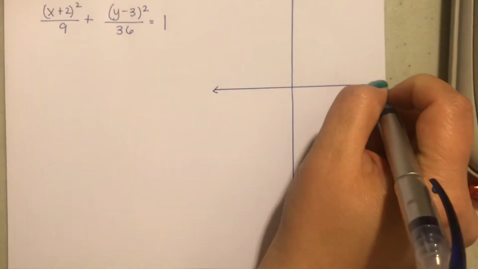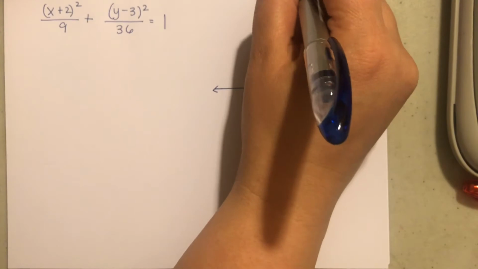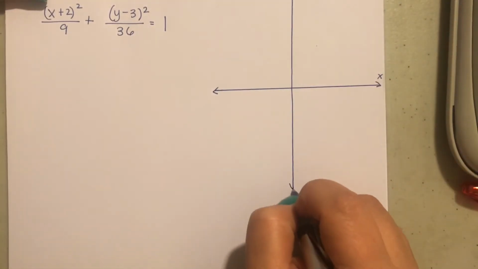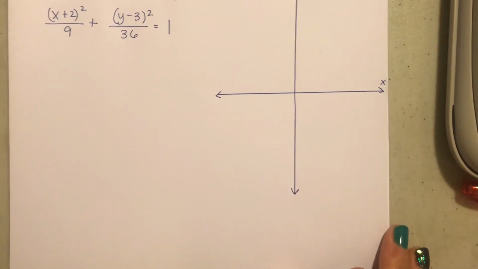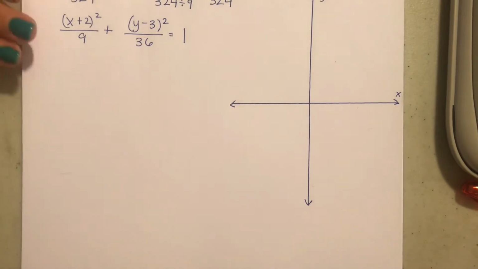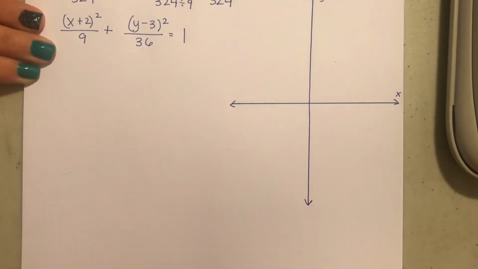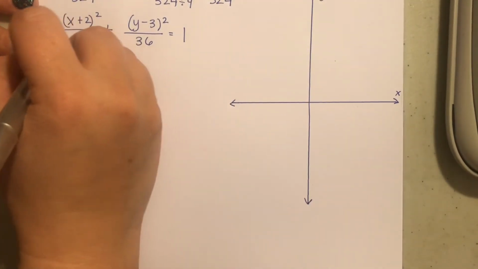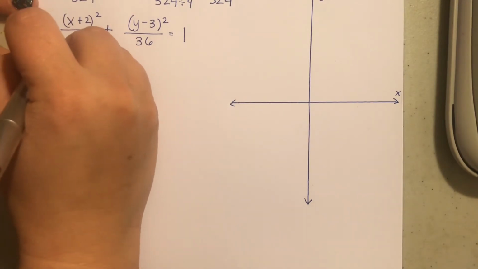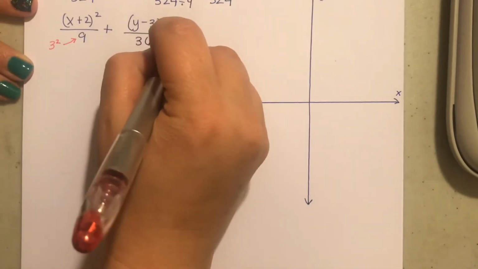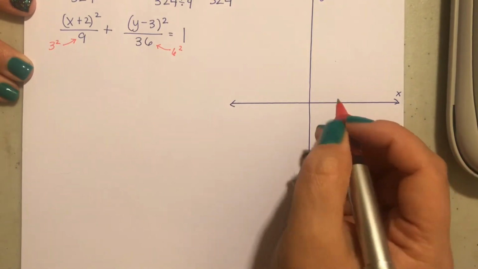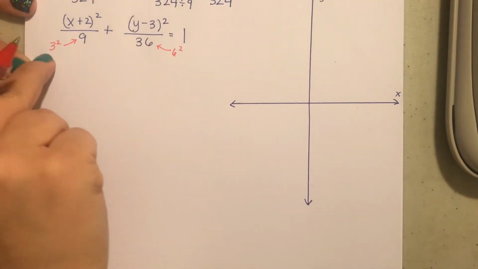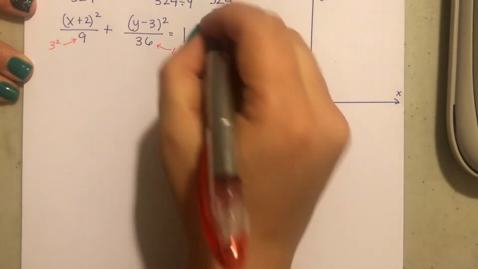And one other thing we should do, maybe before we start to graph it, is we should identify what our major and our minor axes are here. So we did this in the last couple questions as well. This here is 3 squared, and this here is 6 squared. Between those two numbers, 3 and 6, this one's larger, right?